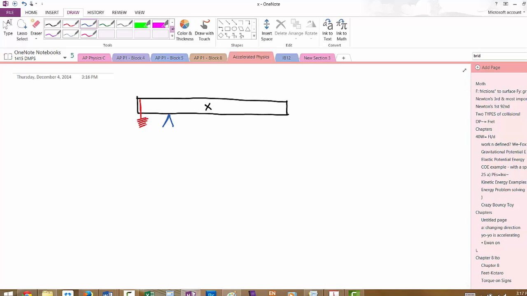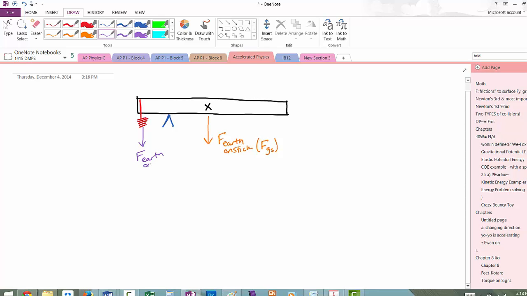Now we want to make that into a free body diagram, so we need to draw some forces acting on that system. So hopefully when you were drawing forces, you had one going down like this. Maybe we'll call that the force of the earth on the stick. In parentheses, I'm going to write that as Fg sub s. And hopefully you also have a force over here, the force of the earth on the masses. So I'm going to call that Fg sub m.